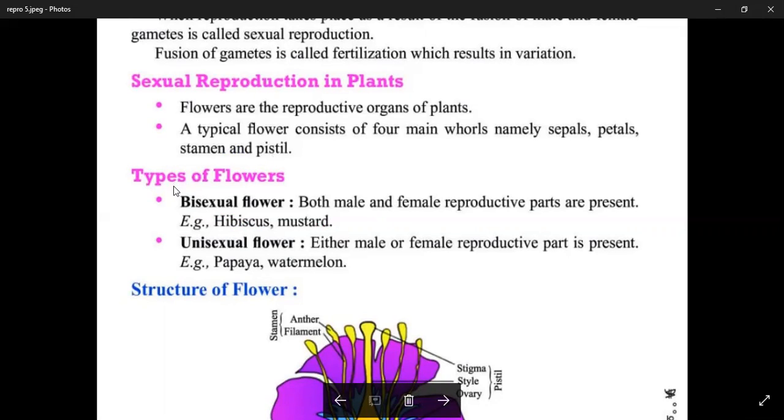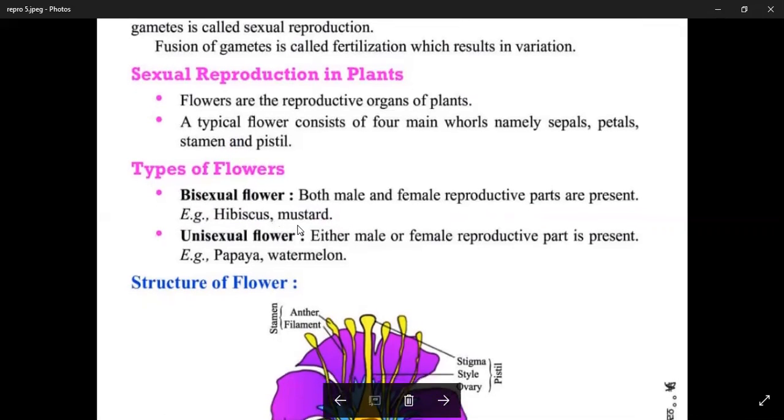Next topic is the types of flowers. There are two types of flowers. The first one is the bisexual flower. Bisexual flower means when both male and female reproductive parts are present in the same flower. That means stamen and pistil are present in the same flower, for example, hibiscus and mustard. Next one is the unisexual flower. In a unisexual flower, either the male or the female reproductive part is present. It means either stamen or pistil is present, for example, papaya and watermelon.